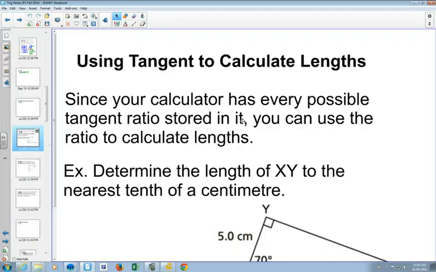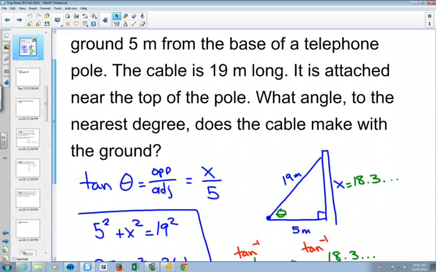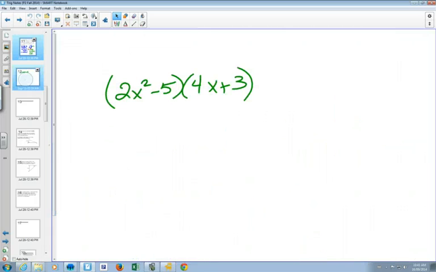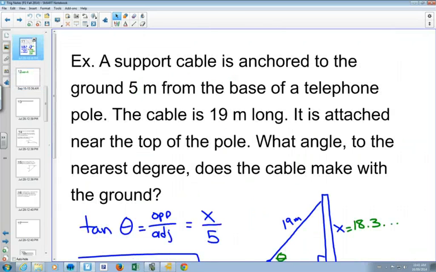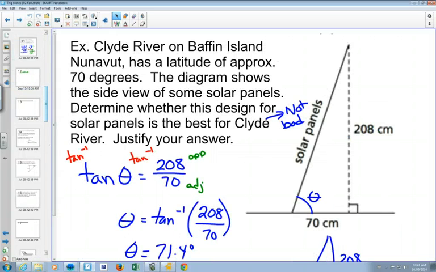And this is what we got to almost in last class when we did that solar panel one that we had 70 centimeters on one side and 208 on the other. I think those were the numbers. Here's yesterday's. Whoa. That support cable. This one right here. Here we go. This solar panel one where we had 70 on one side, 208, and we were able to use tangent to figure out that this angle theta was 71.4.